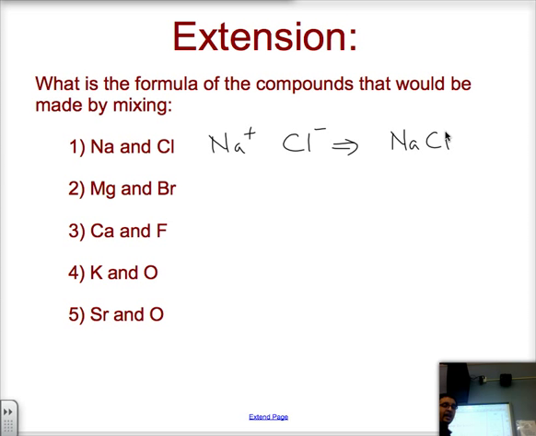I want you to attempt to do the other 4 exercises. Notice there that I've given you oxygen. You know that oxygen has 6 valence electrons. So what ion would oxygen want to make? Give this a try. We'll see this tomorrow.